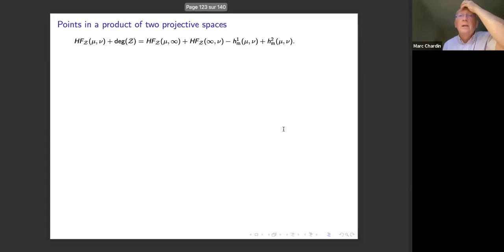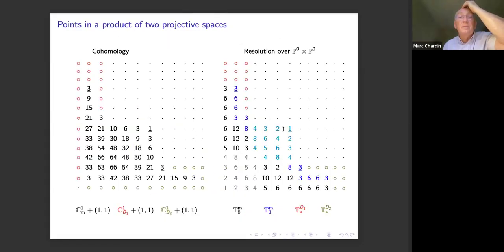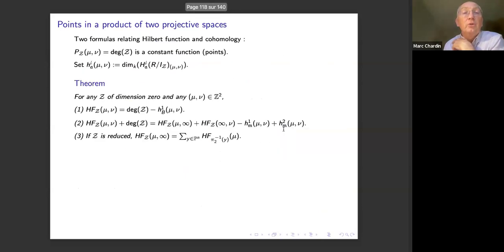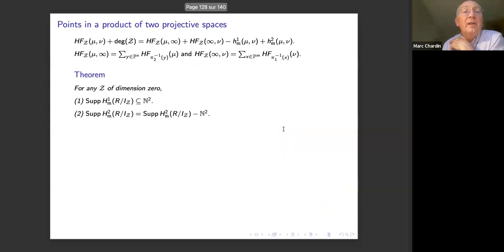Maybe I could return to this. We've seen that the local cohomology here is in the non-negative part, as you see on the left. So that's a general thing. It could be reduced or not reduced, whatever. The support of H1m is always in N squared. The second thing is that the support of H2m is stable under the subtraction of any number, so it's stable, but on the other side.